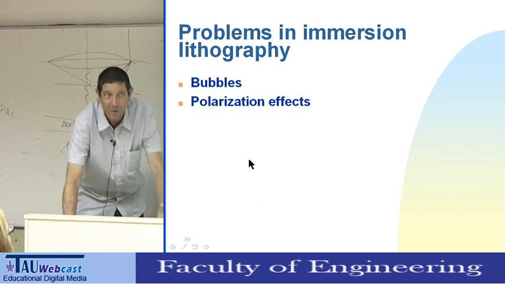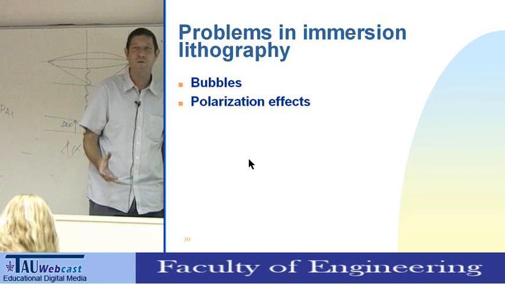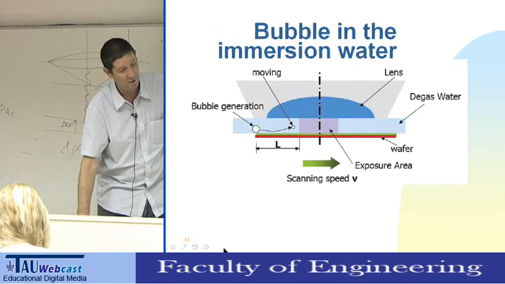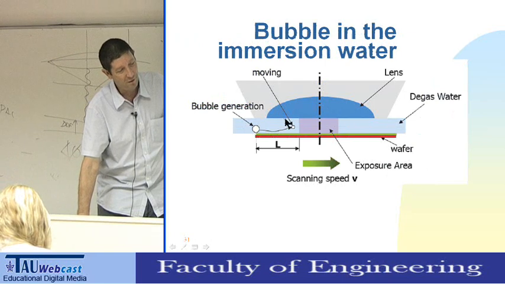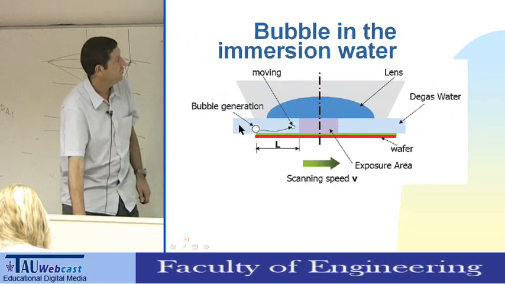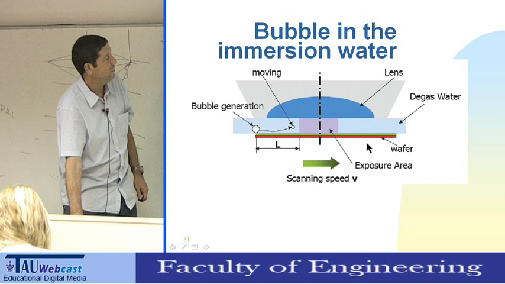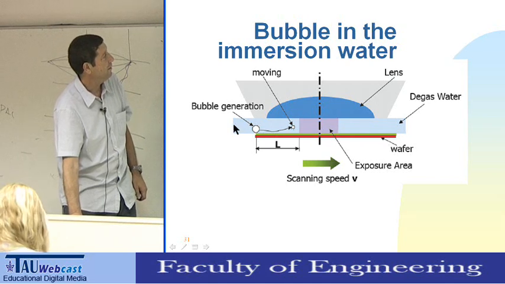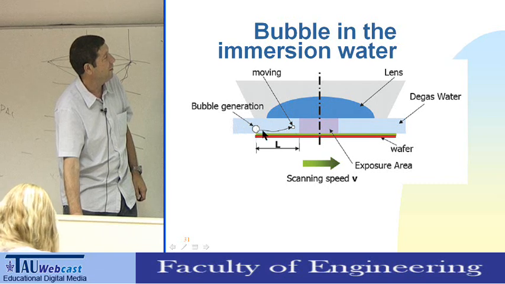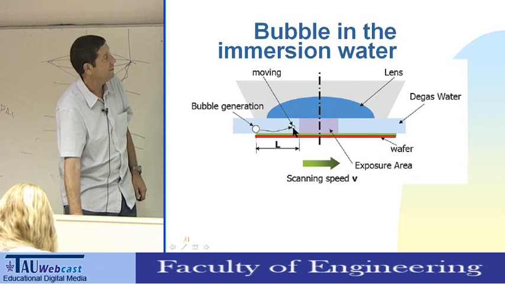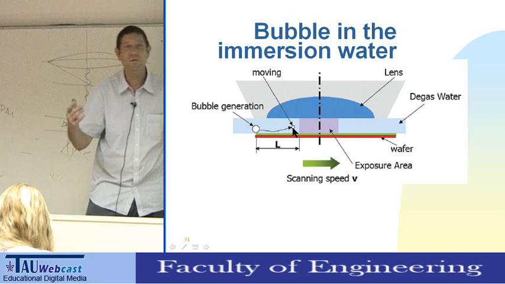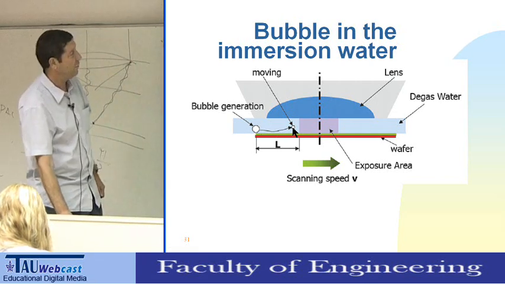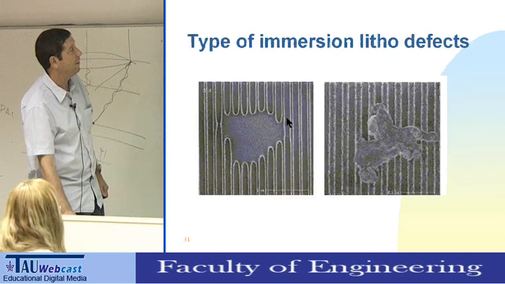Theoretically, immersion lithography works nicely. The problems are bubbles and polarization. If you have a feature, this is your wafer, this is your exposure area, this is your lens, and you have water flowing. If you have bubbles, the bubbles can cause defects. The question is how to avoid formation of bubbles, so people are developing methods to avoid bubbles.